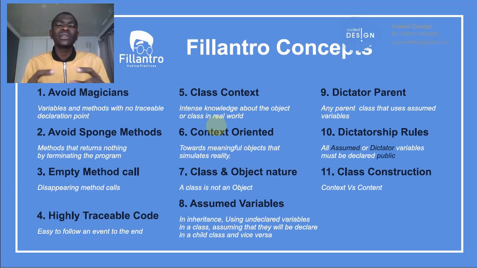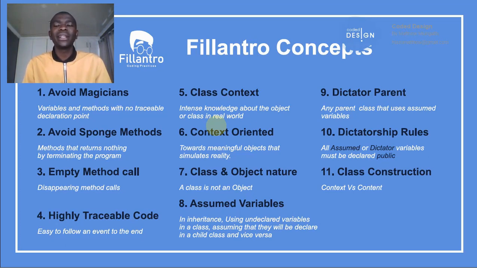So the superclass that uses an assumed variable automatically alienates all the child classes, or the inheriting classes, that won't have that variable. So if you are inheriting from that class and you don't have that variable, then it will mean that that child or inheriting class won't be a child for this detector class.